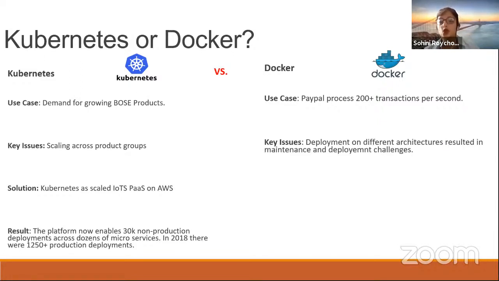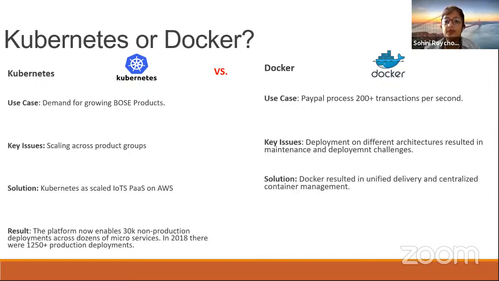The key issue was that deployment on different architectures resulted in maintenance and deployment challenges. If you have a Docker container on a virtual machine in the Americas, and then in Asia, and then in Europe, and the underlying architecture or OS was different, then maintenance for these deployed containers was becoming hard. That's the reason Docker resulted in a uniform delivery system.